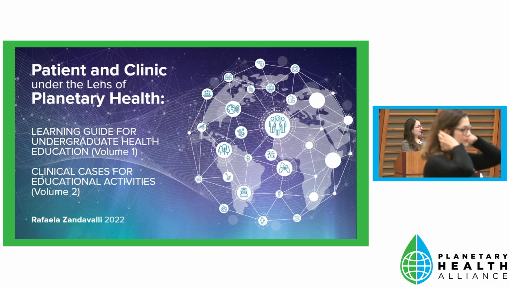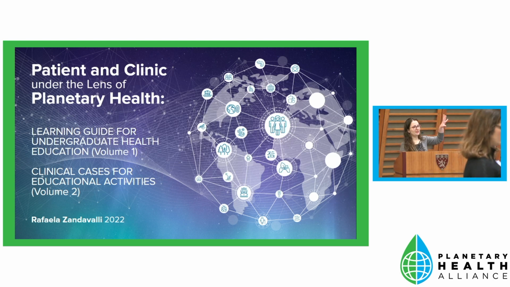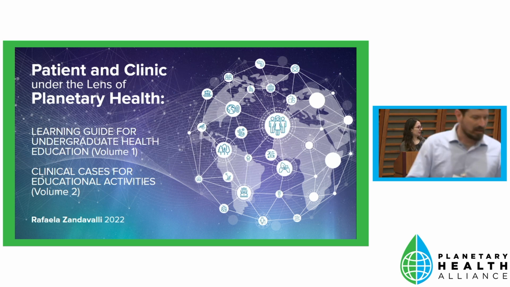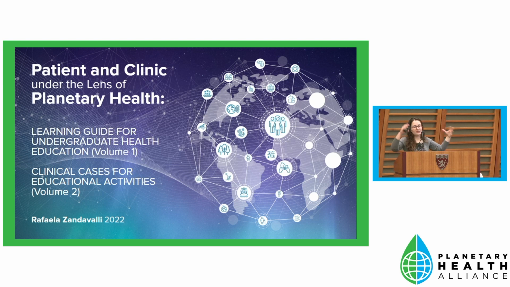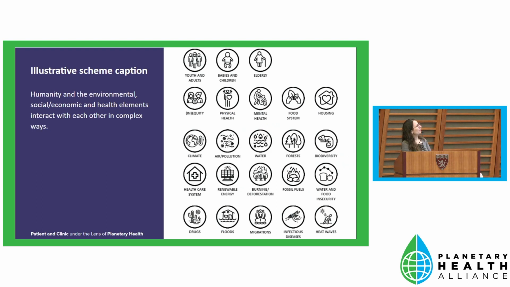First of all, have a look at the globe, the scheme we developed. It has planetary health elements on it, and it gives an idea of what we want to bring: these interconnections and dependability. Here is what each illustrative element in that globe means. So, planetary health elements.